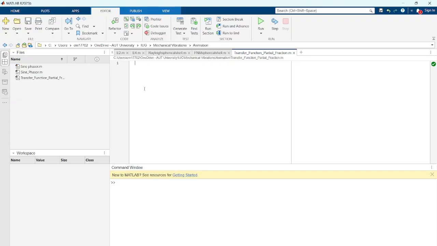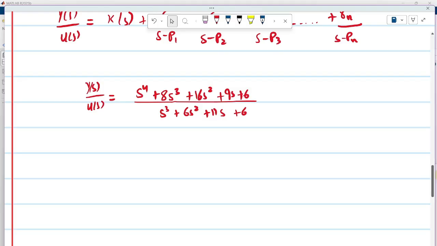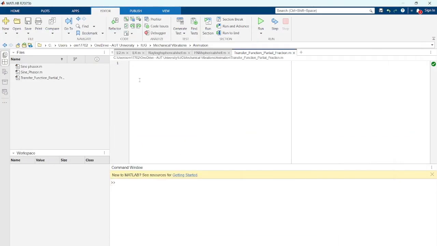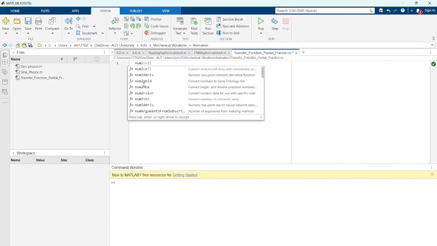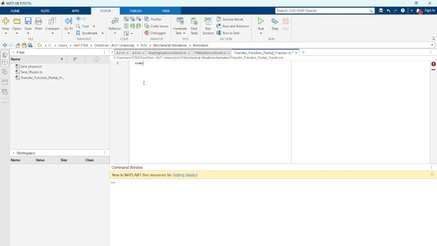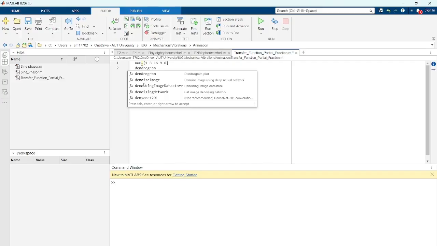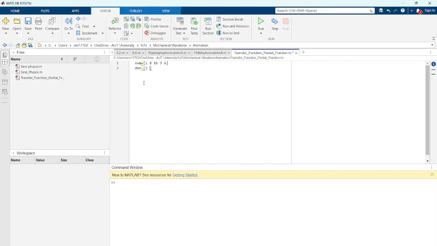So now let's start with our transfer function. This was our transfer function. Now we are going to write it into MATLAB. Always use the editable script, so that if you make a mistake, you can always edit it. Write num, that is numerator, equals to 1 8 16, 9 and 6, that's the numerator, and the other thing is the denominator, and that's equals to 1 6 11 6.